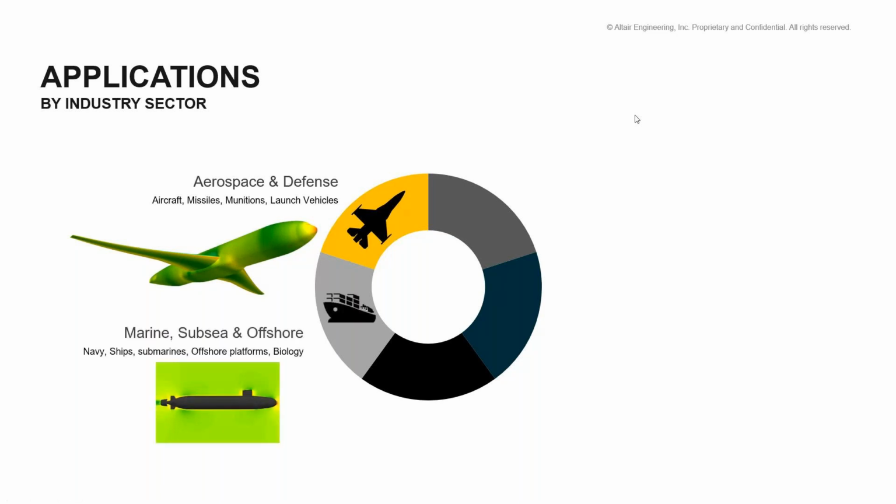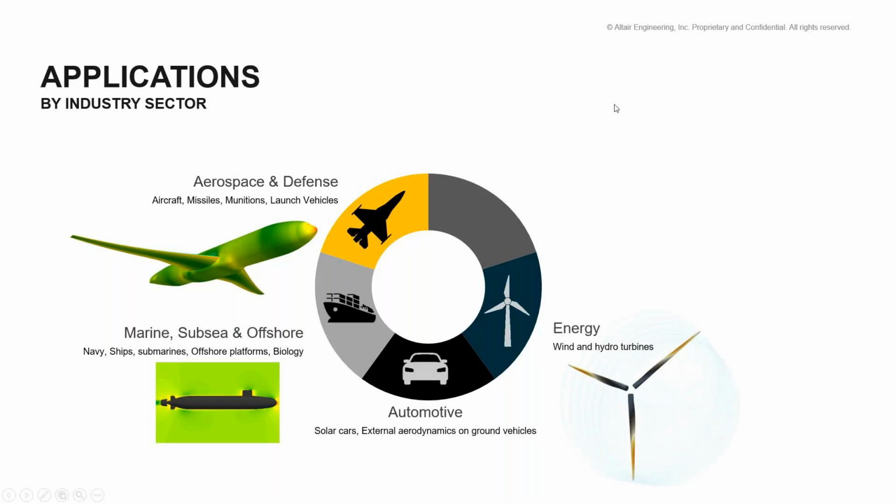Anything you can do for aerospace, you can definitely do for subsea vehicles like submarines, offshore platforms, navy ships, right? And some of the capabilities are under development for ship hulls going in the water. That's something under development right now. On the automotive side, solar car teams were already using this tool for the annual competitions. And elements of the automotive can be solved, like external aerodynamics on ground vehicles, but that is a limited one as of now on the automotive sector.